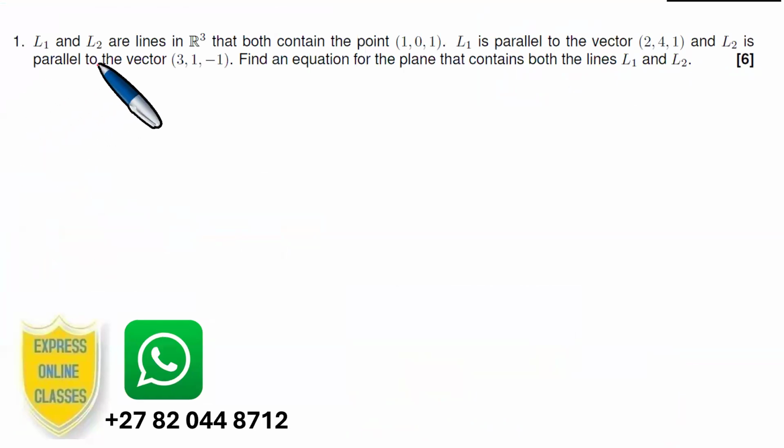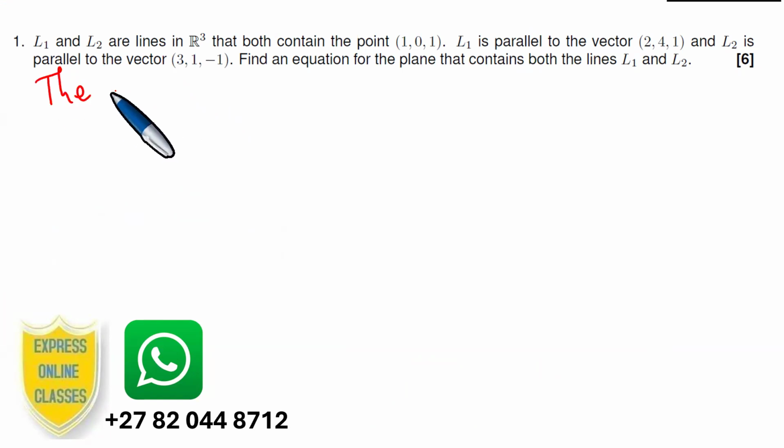Right, L1 and L2 are lines in R3 that both contain the point (1, 0, 1). L1 is parallel to the vector (2, 4, 1) and L2 is parallel to the vector (3, 1, -1). Find an equation for the plane that contains both the lines L1 and L2. All right. Now, to do this particular question, we need to find the normal to the plane.